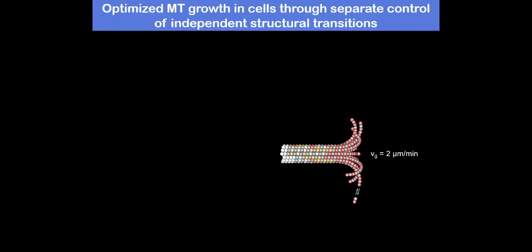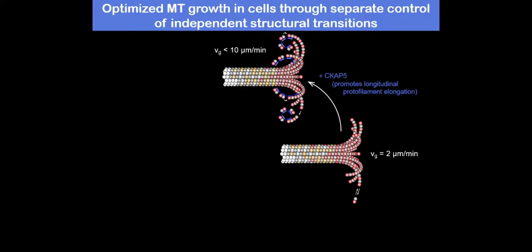These data and the current model that microtubules grow as curved protofilaments prompted us to think that two different structural transitions on growing microtubule ends must occur together for optimal microtubule growth in cells. By itself, tubulin polymerizes slowly, at rates of 1 to 2 micrometers per minute.